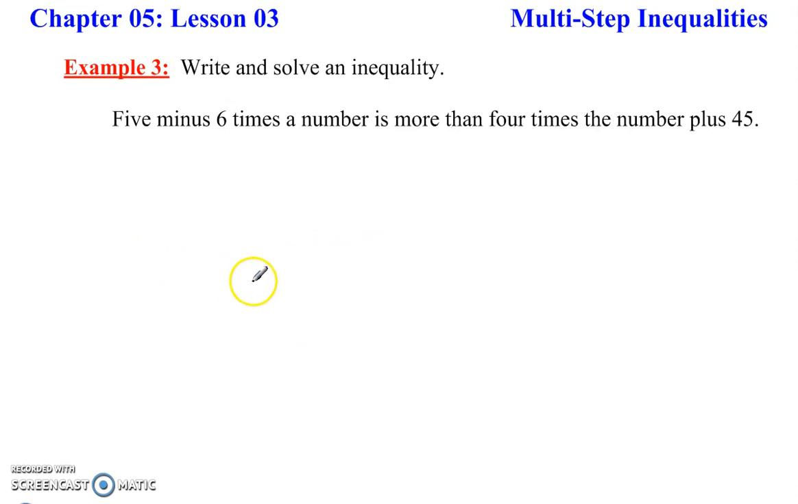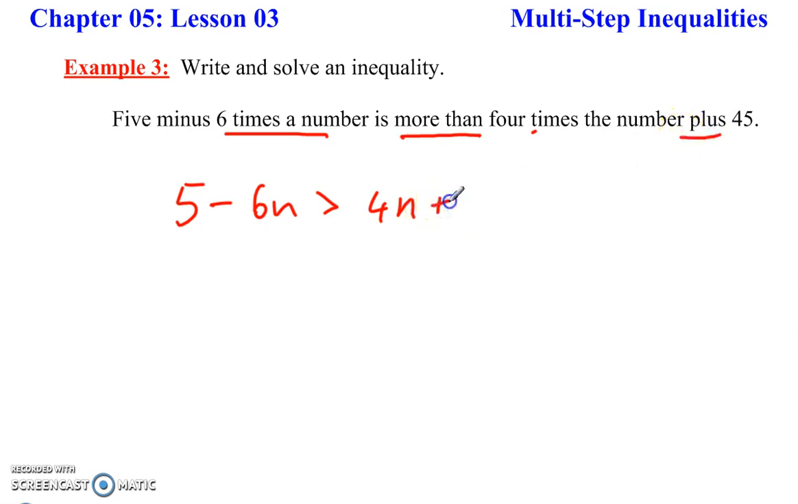Okay, write and solve an inequality for the situation. 5 minus 6 times a number is more than 4 times the number plus 45. So 5 minus 6 times a number is more than 4 times the number plus 45.